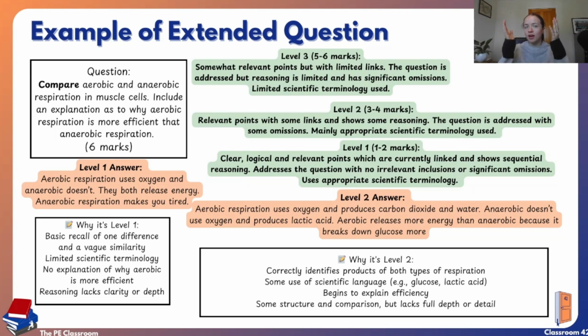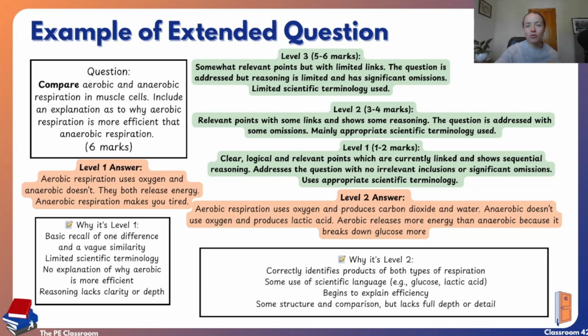And then this is in contrast to your level 1, which might include some relevant points, but they're not linked, and the question is addressed, but reasoning is limited and has some significant omissions or gaps, and it's very limited use of scientific terminology. So again, that's what the examiners have to base their marks off of, but it's fairly, what would you say, up to interpretation. So here I'm going to give you some examples of what a level 1 to a level 3 answer might look like, and briefly explain why that question has got that mark.